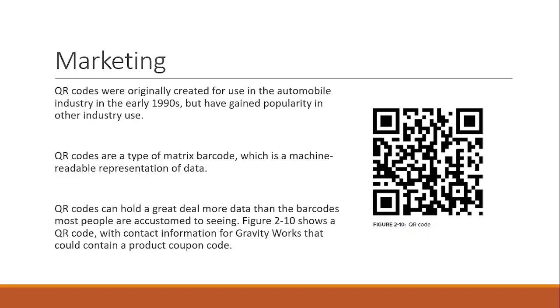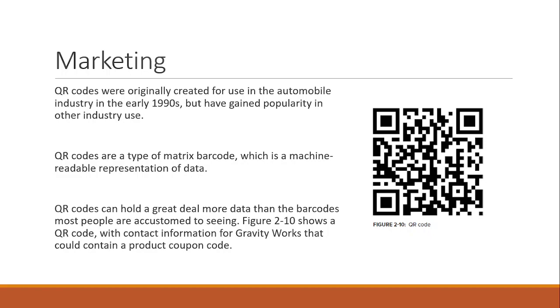So QR codes are a type of matrix barcode, which is a machine readable representation of data. It is similar to barcodes, but a QR code can hold a great deal more data compared to barcodes and other older codes, and it is easy to access.